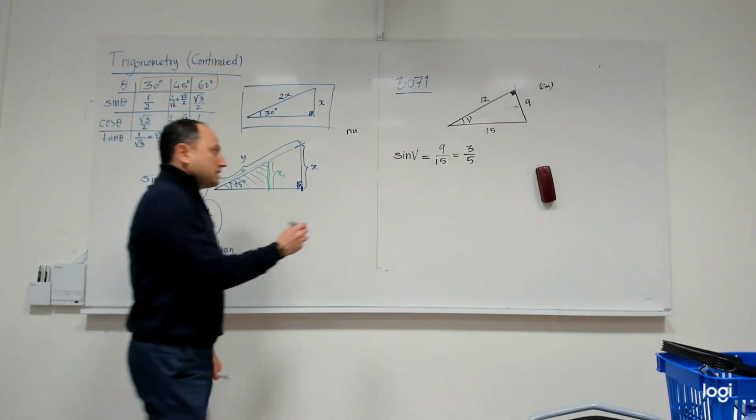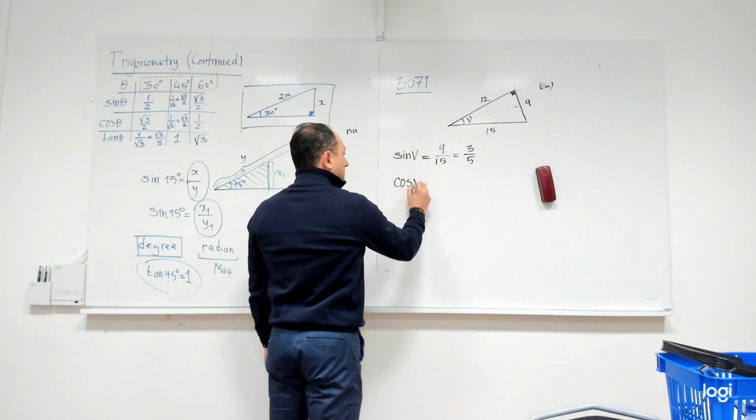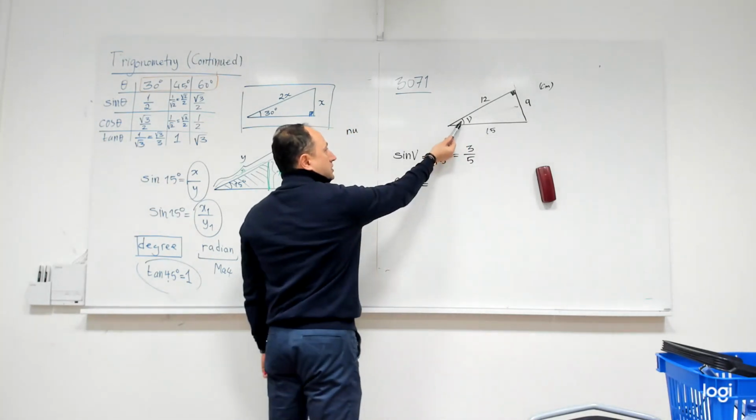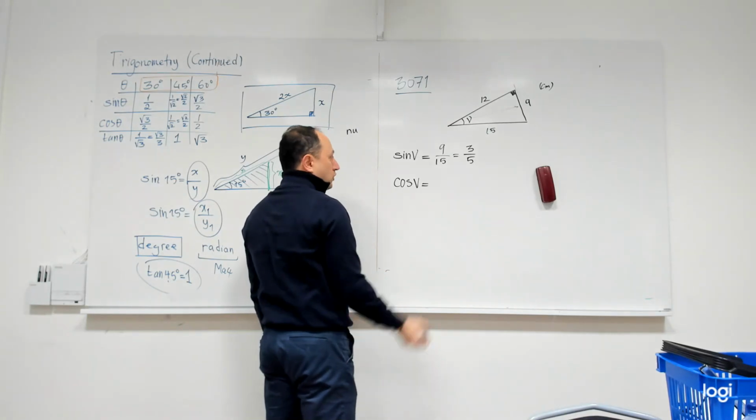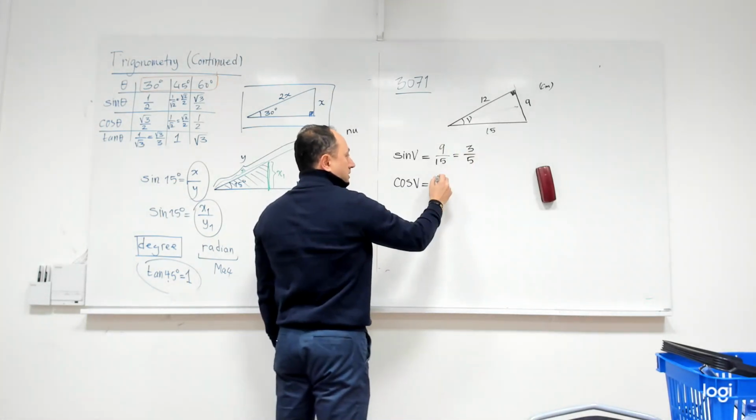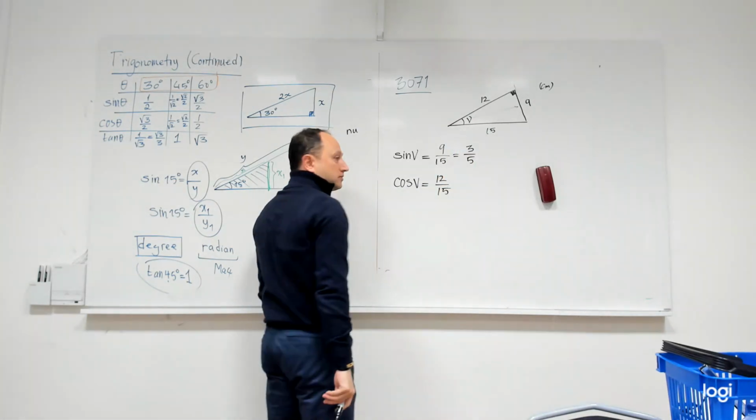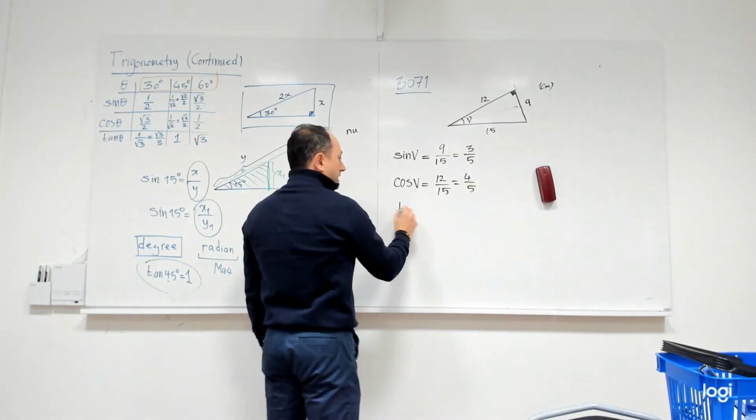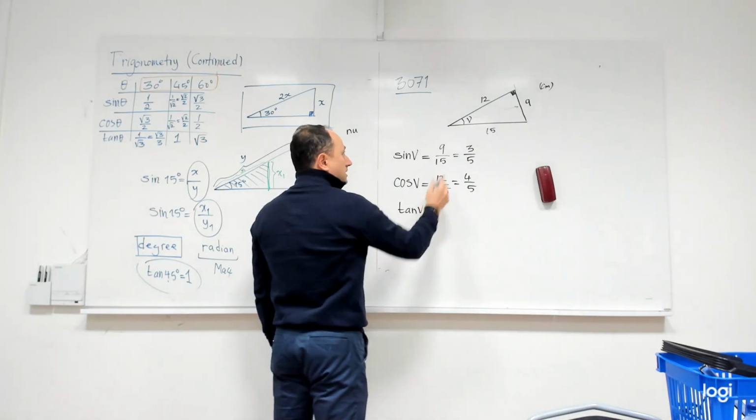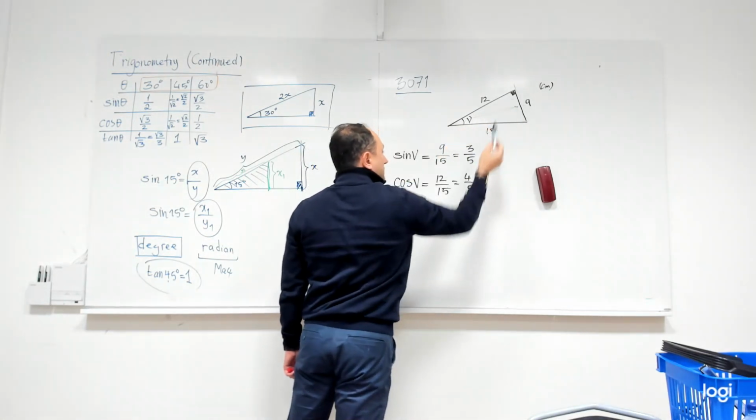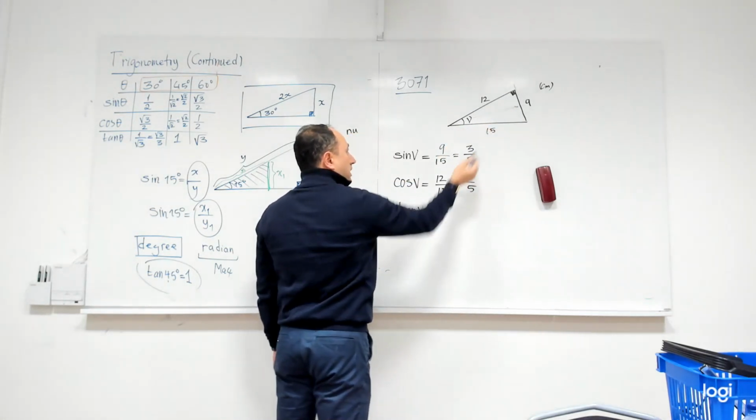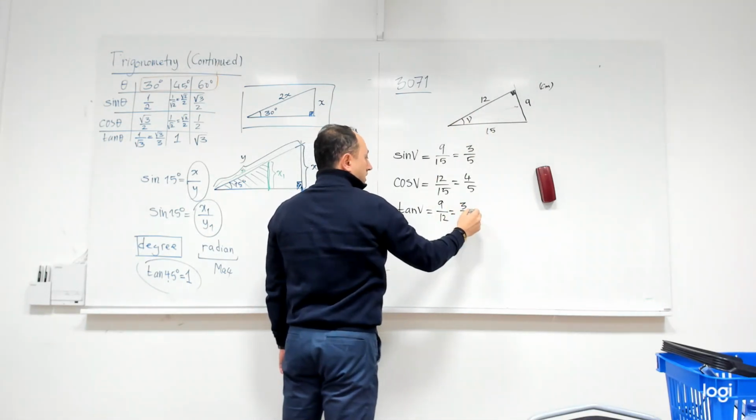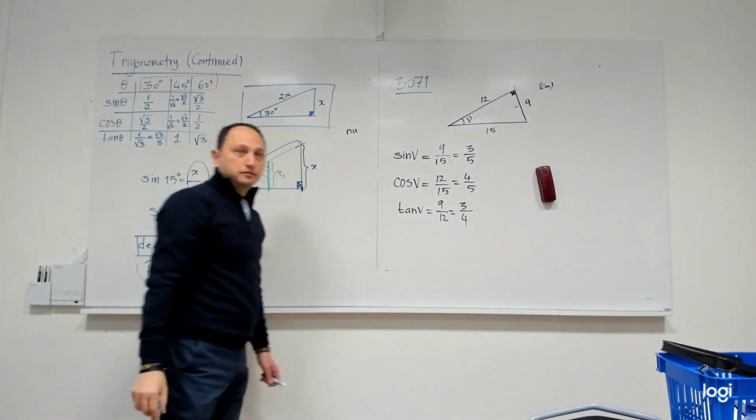But now let me ask you, what is cosine of V? Cosine of V is the adjacent side. Which one is adjacent to V? 12, not 15. 15 has a name. It is hypotenuse. And then if you divide by 3, it becomes 4 over 5. And if I ask you what is tangent of V, it is the opposite side, which is 9, divided by the adjacent side, which is 12. And you simplify it by 3, it becomes 3 over 4.